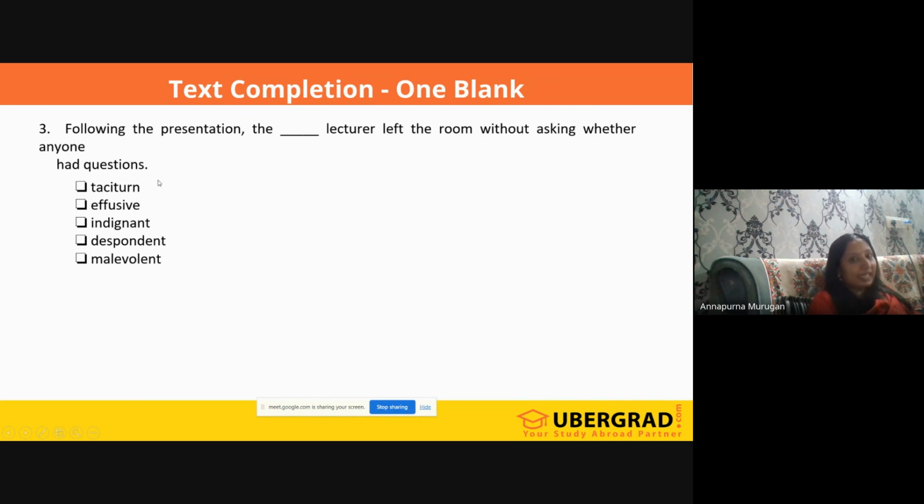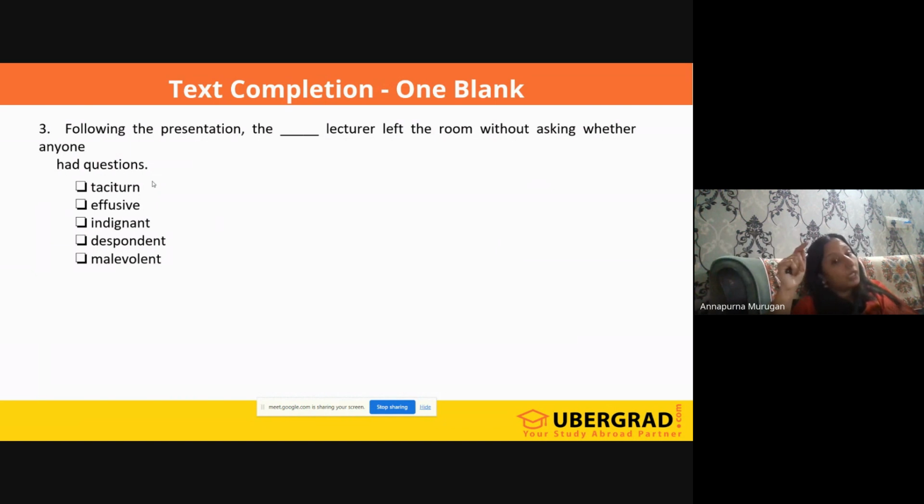Can we say that the lecturer was angry? If he was angry, why did he even present? Okay. So our question is, he did not ask anyone whether they had any doubts or not. That means what? He was not interested to keep himself in the discussions. When a person is not interested in keeping himself in a discussion, one is that he may be upset, but we don't have any instance of upset. So upset could be ruled out.